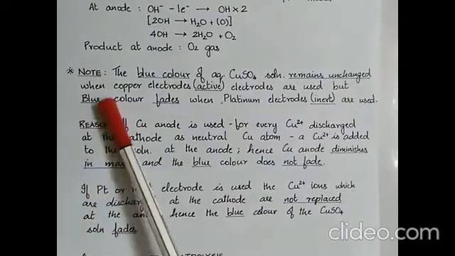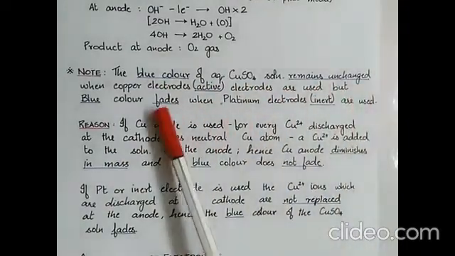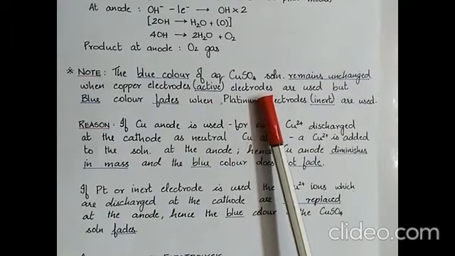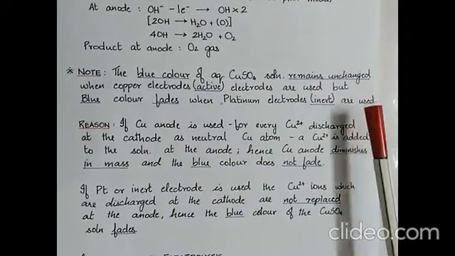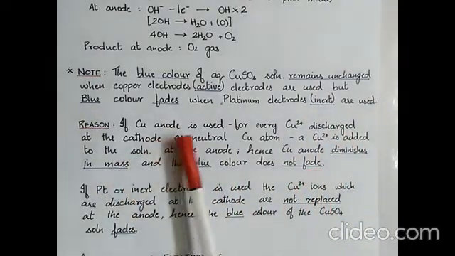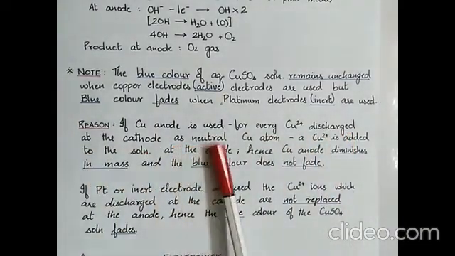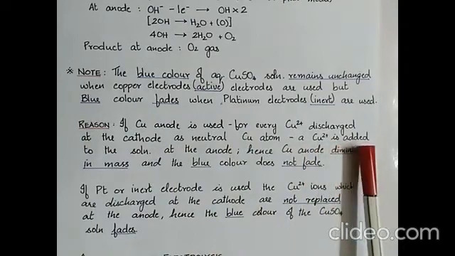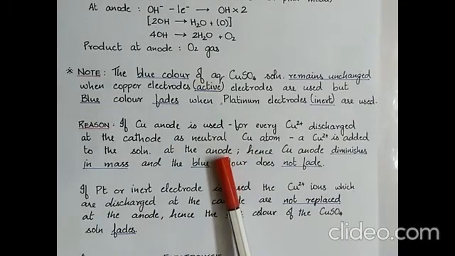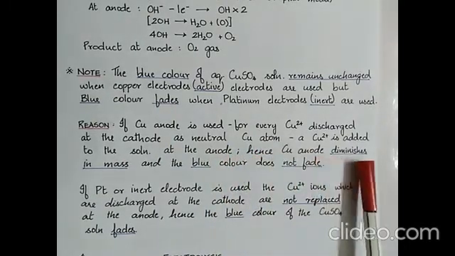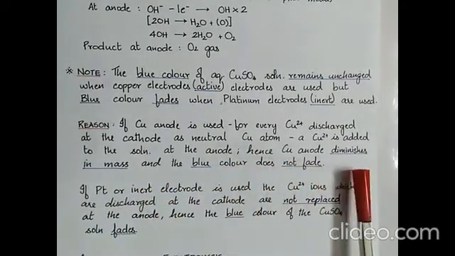A few points to be noted. The blue color of aqueous copper sulfate solution remains unchanged when copper electrodes, that is active electrodes, are used. But the blue color fades when platinum, that is inert electrodes, are used. What is the reason? If copper anode is used, for every copper discharged at the cathode as a neutral copper atom, a Cu2+ ion is added to the solution at the anode. That is, the anode itself produces the ions. Hence, the copper anode diminishes in mass and the blue color does not fade if it is an active electrode.